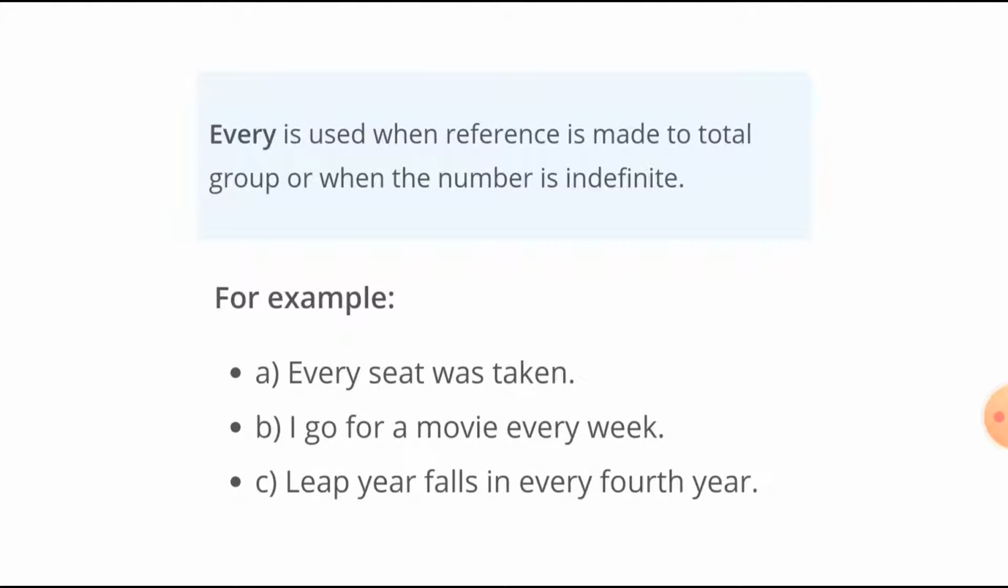Every is used when reference is made to the total group or when the number is indefinite. For example, every seat was taken. I go for a movie every week. Leap year falls in every fourth year. Here you can see that the thing we indicate is not a definite one.